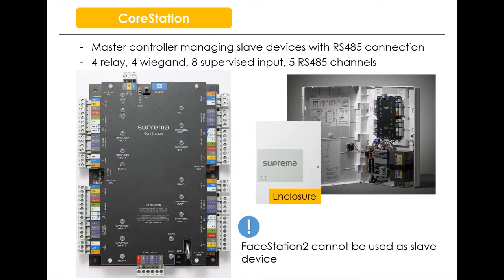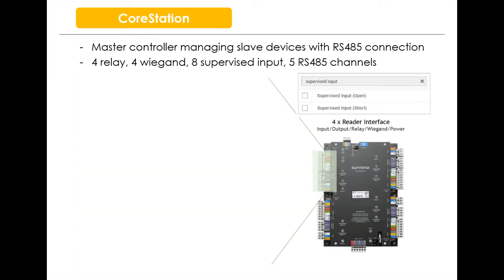Next is Core Station. It's a major feature of BioStar 2.5. Core Station is Suprema's first controller for a centralized access control system. It does not have a reading capability, unlike other edge devices, and its role is to control the slave and Wiegand devices that are connected to it. It has 4 relays, 4 Wiegand inputs, and 5 RS485 channels where you can connect slave devices.